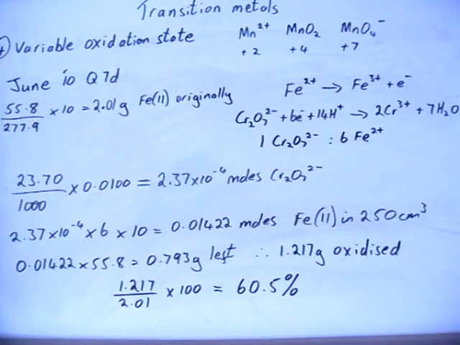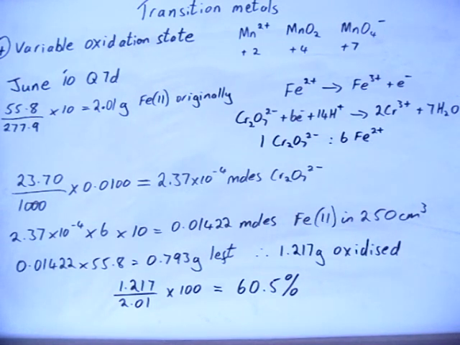So the transition metals, their oxidation state can change, and it's what gives them the ability to show colour, the ability to act as catalysts, things like that. So this is sort of the topic which allows them to show the other properties.